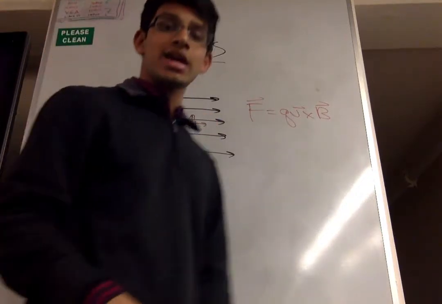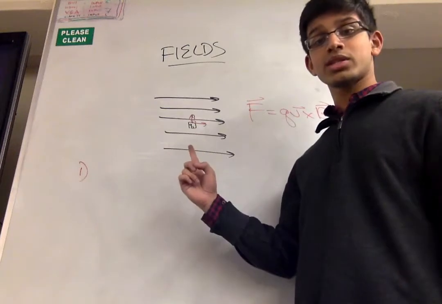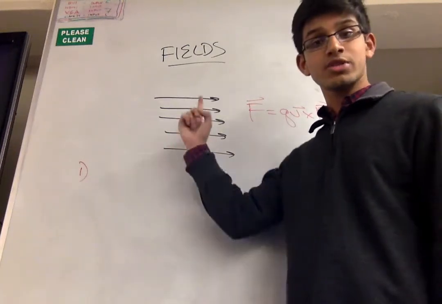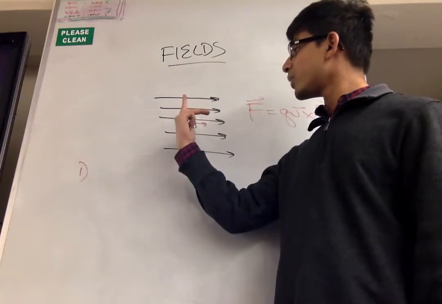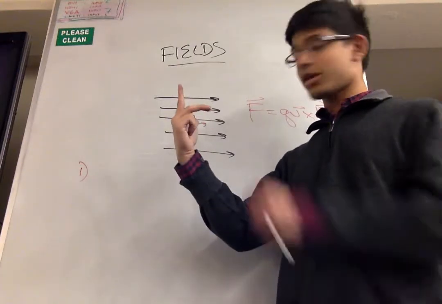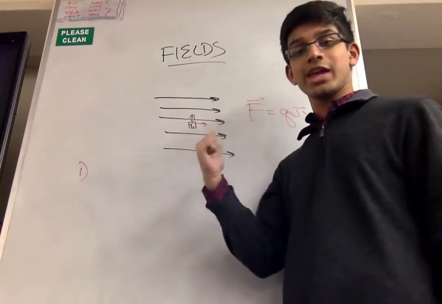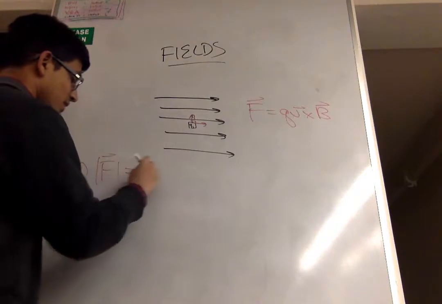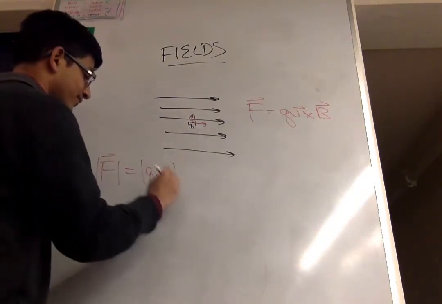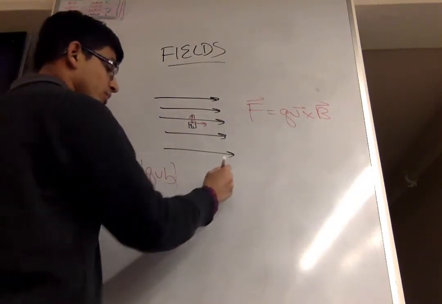So let's look at this again. We have the velocity of the charged particle going upward. We have the B field pointing this direction. So by the right-hand rule, my thumb is pointing into the board. So we know the force is given by, its magnitude is given by QVB, and its direction would be into the page.